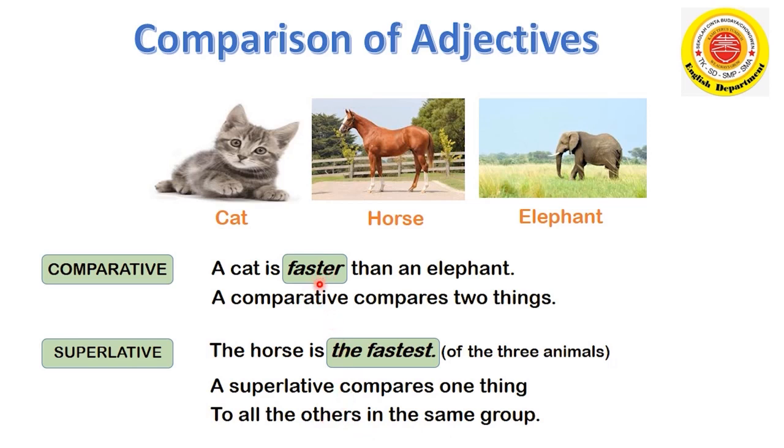Jadi, kalau faster, comparative membandingkan dua benda. Dalam hal ini, a cat dan elephant. Kalau superlative membandingkan satu dengan satu grupnya. Satu benda dengan satu grupnya. Itu dalam hal ini, the horse yang paling cepat. The fastest.